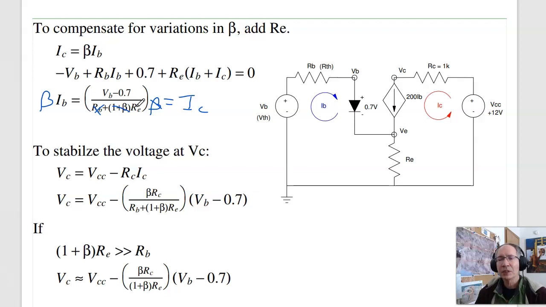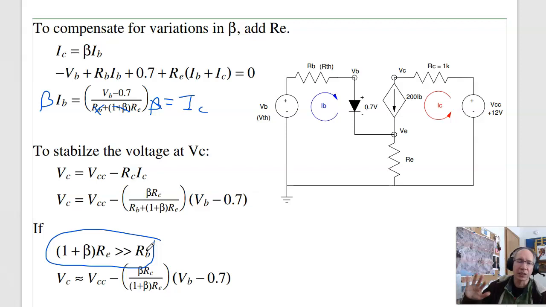That's kind of what you do to stabilize the Q point. The condition to stabilize the Q point is pick RE such that (1 plus beta) RE is much, much bigger than RB, or actually kind of conversely, pick RB to be much, much smaller than (1 plus beta) times RE.